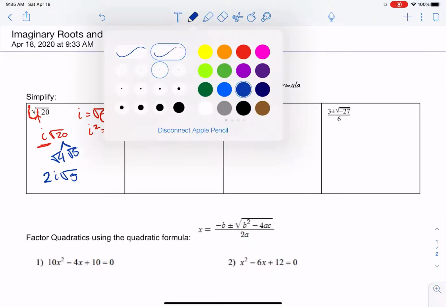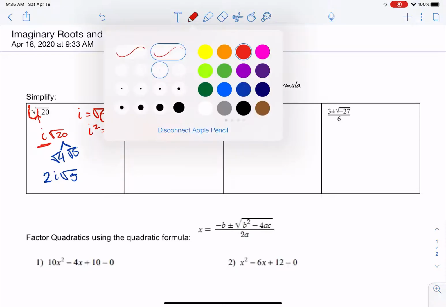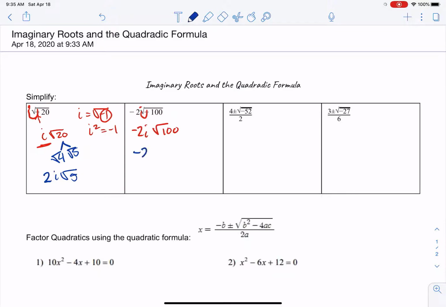This one's slightly simpler. Again, you take your i right out. Whoop! So now we have -2i root 100. Well, the square root of 100 is just 10. So now we have -2 times 10 times i, or -20i, as simplified.